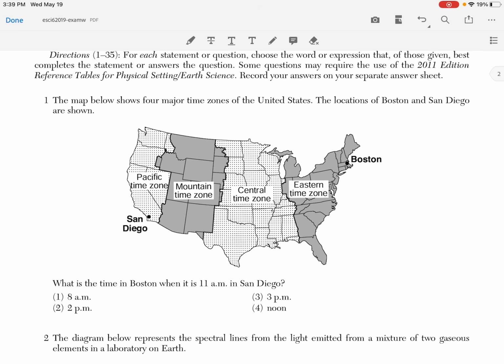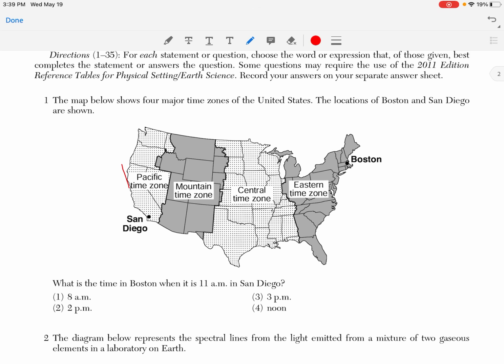Question number one is a time zone question, and if you read it, it's asking for the time in Boston, Massachusetts. And Boston is shown on the map above, and you can see that it tells you that it's 11 a.m. in San Diego, and it breaks up the United States map into time zones.